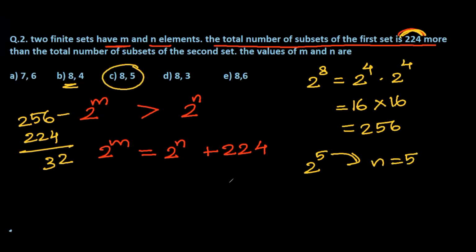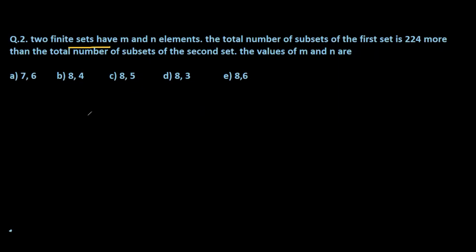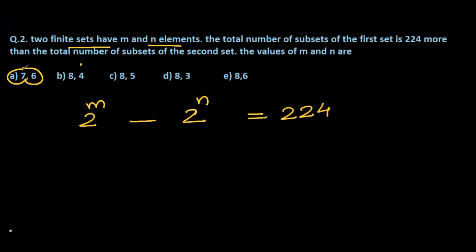I will explain again. See here, the first set was having m elements. The number of subsets of the first set is 2 raised to m. The second set was having n elements, so the number of subsets for the second set is 2 raised to n. The difference between these two is 224. That is the given data. And we know the first set having 6 and the second set having 7 and 6, this is not possible. So we move to 2 raised to 8 onwards. That is, we are taking m as 8 and 2 raised to 8 we got as 256.